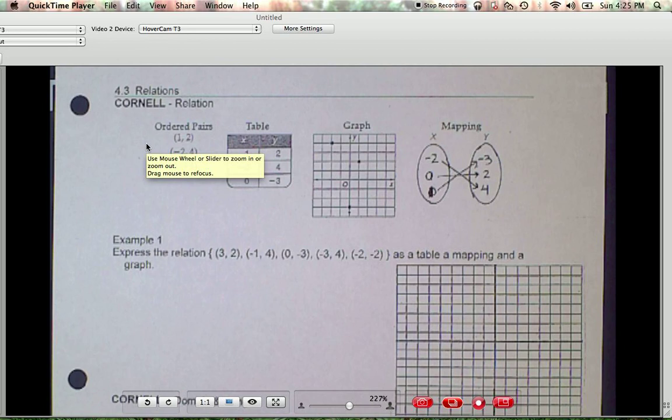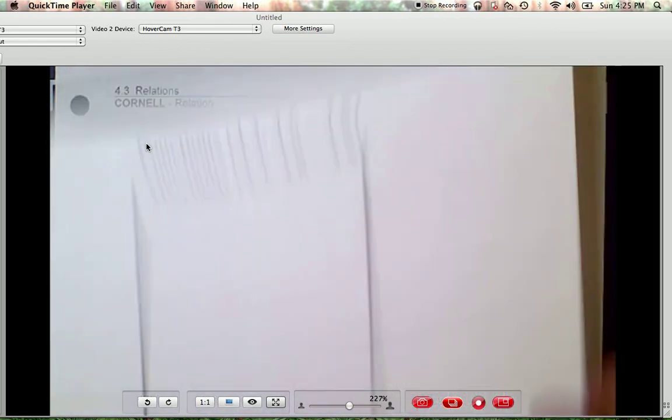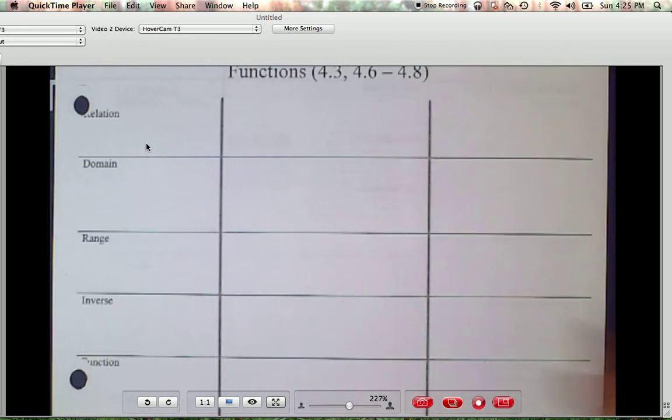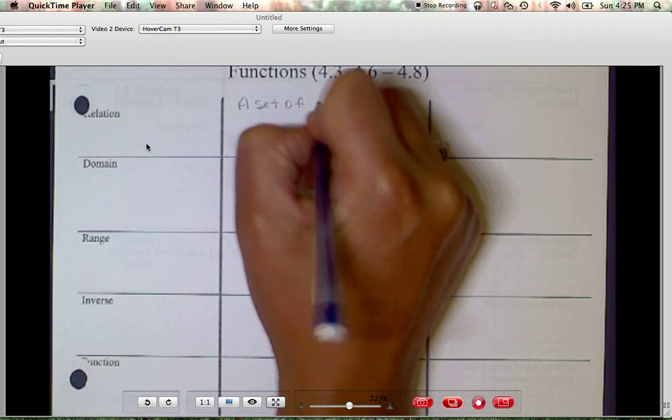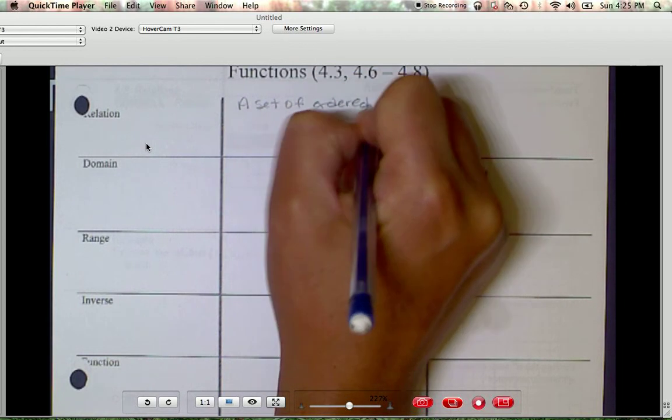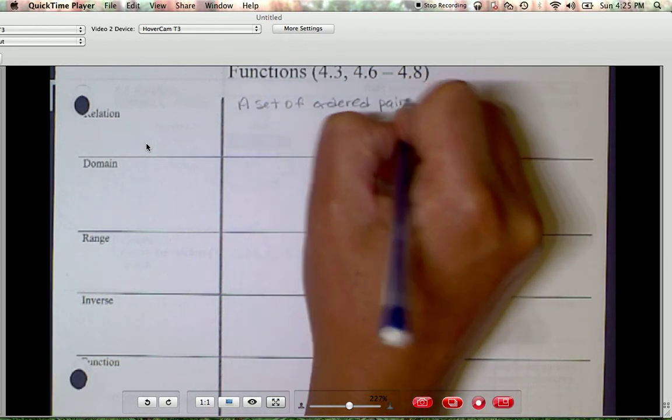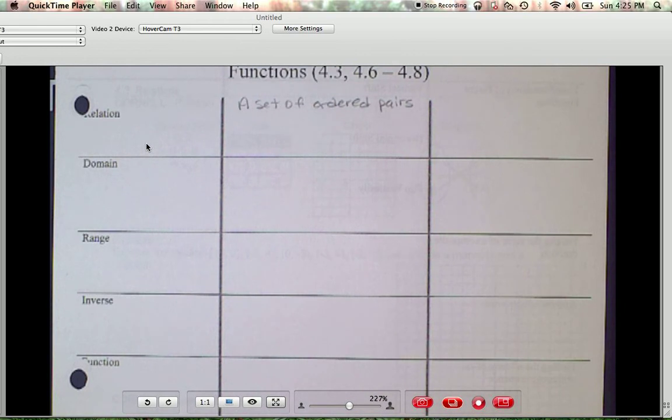We're beginning a section or a unit on functions, and 4.3 Relations is the first section in this unit. We're going to go straight to our Cornell notes and define what a relation is. A relation is, this is pretty easy, just a set of ordered pairs. So points, a set of points.